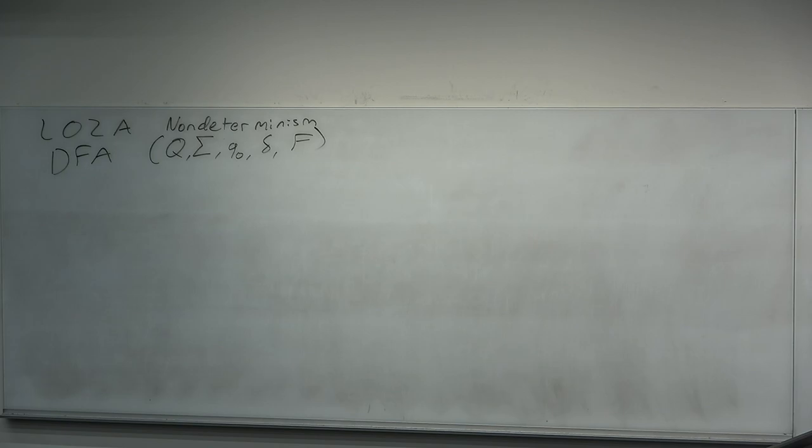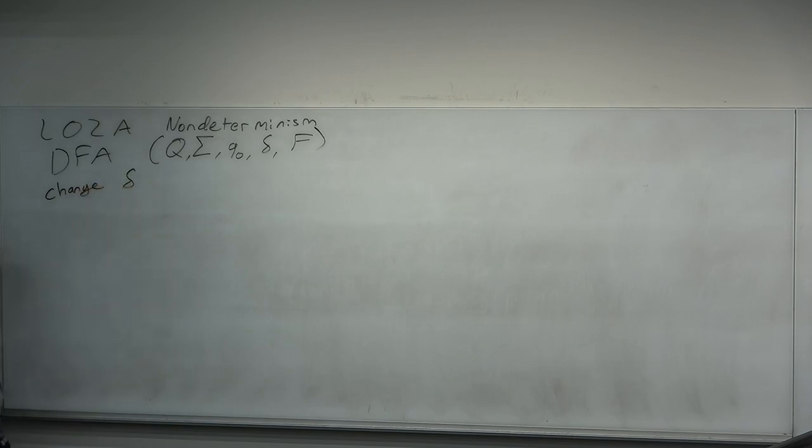Really, none of the parts are moving. Changing Q may not really help us. Changing sigma may not really help us. Changing which state you start at may not really help us. Changing how you accept may not really help us. But changing how you perform the computation probably will help us. So we're going to change delta.